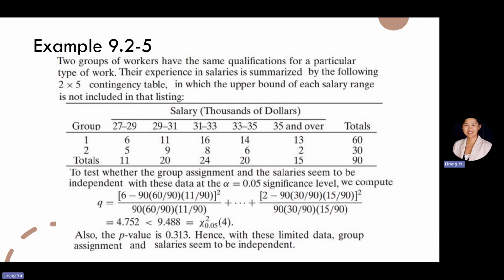This is another example where you're trying to compare whether two groups of workers have the same qualification for a particular type of job. And here we have their experience. So we have the salary level in thousands of dollars, and then group 1 and group 2. If we're comparing them, we still have to find the total probability. The total number of people is 90. So you take the 11 divided by 90 as the probability for the first one. If you want to find the expected value, you have to take the 60 times the 11 over 90. That's how we get that number.